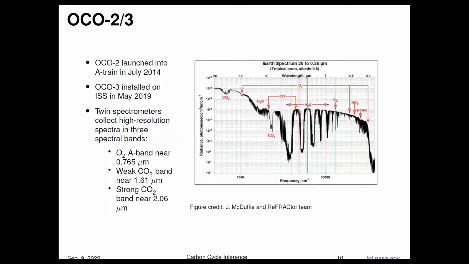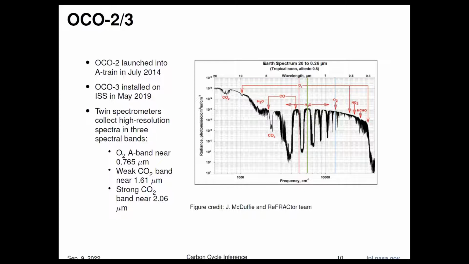Okay, so a little bit more on the observing approach. On the right here is a figure that shows a part of the EM spectrum. Mostly, I think what we're looking at is in the infrared. We're starting to get out to microwave over here and close to visible over here.